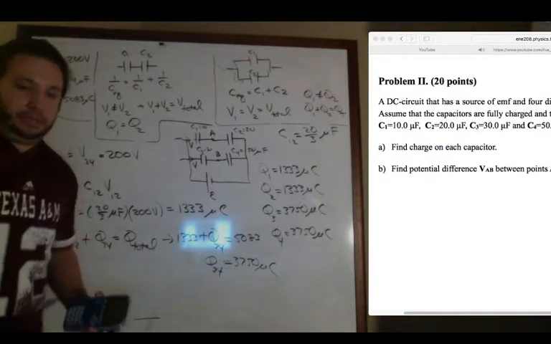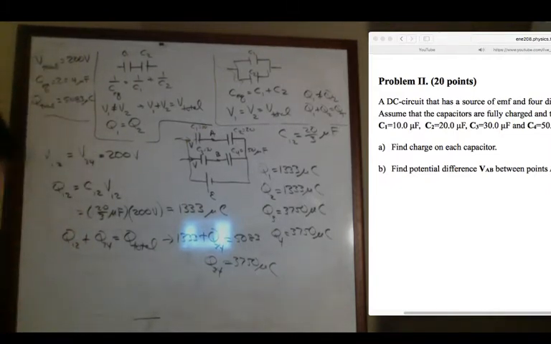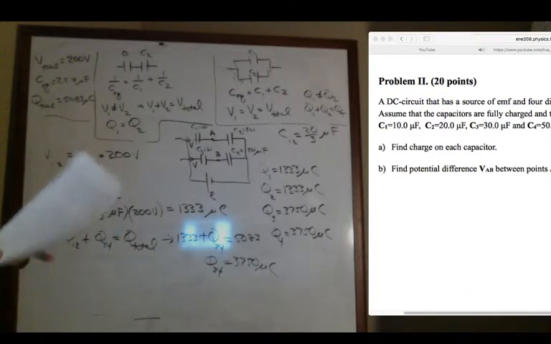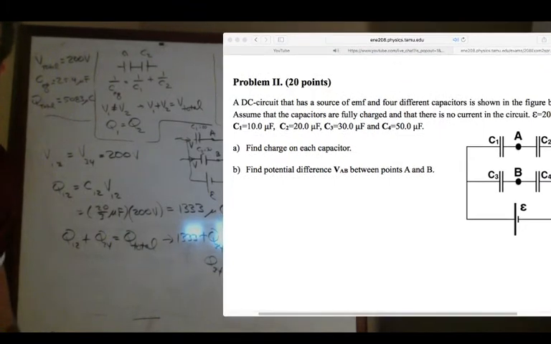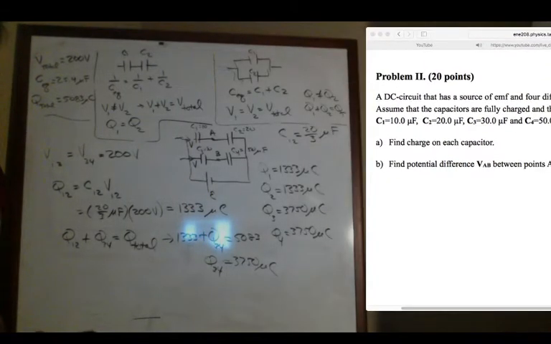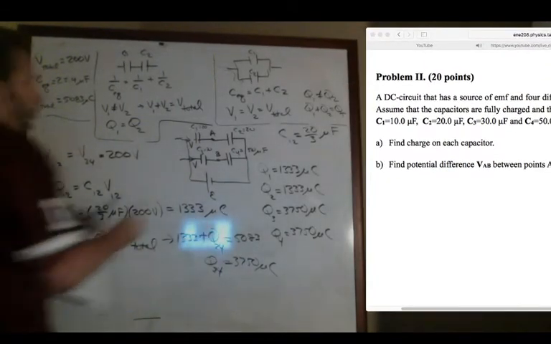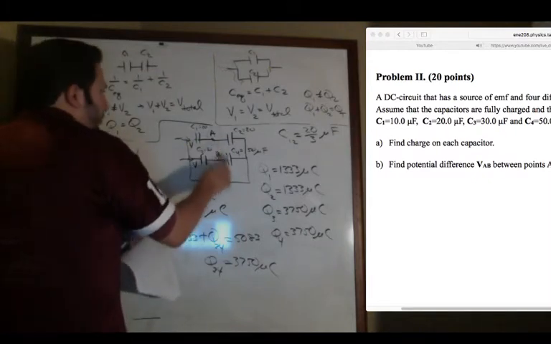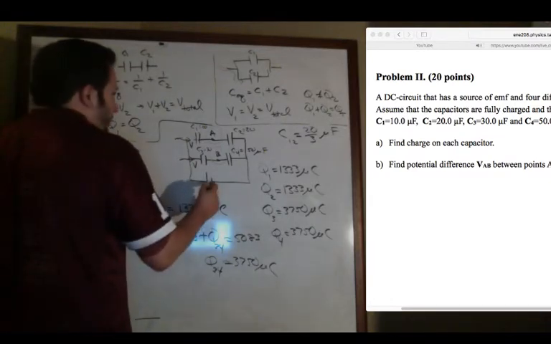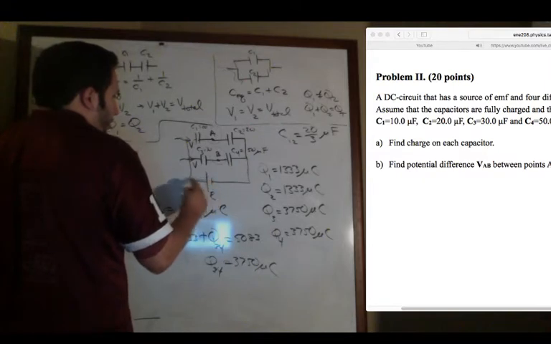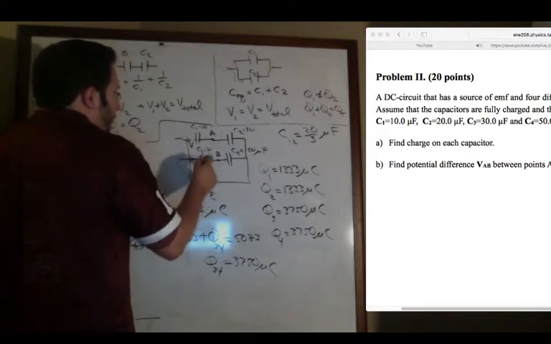And now in part B, let's see, what does part B say? Part B states, find the potential difference. Let's go ahead and bring this over. Find the potential difference, VAB, between the points A and B. So all we're going to do is, what's the difference in voltage between here and there? Okay, it's not going to be too bad. Because what's going to happen is we're going to take this voltage that goes through here, and let's see how much is left after C3.